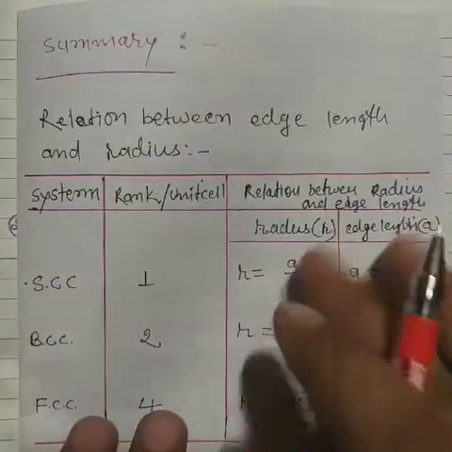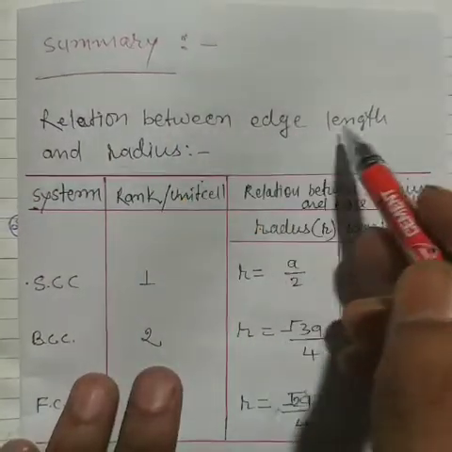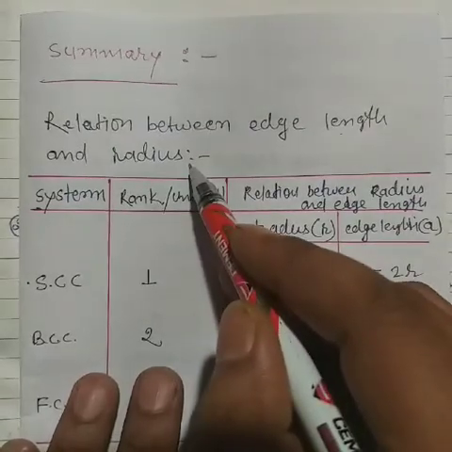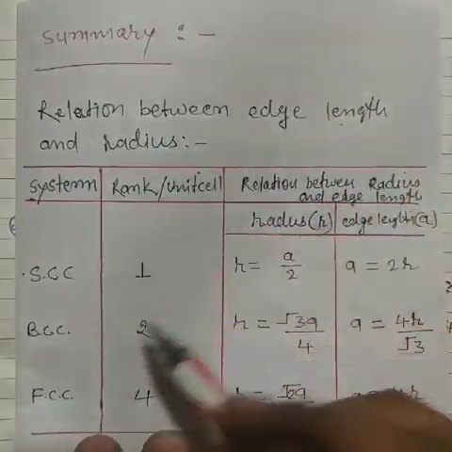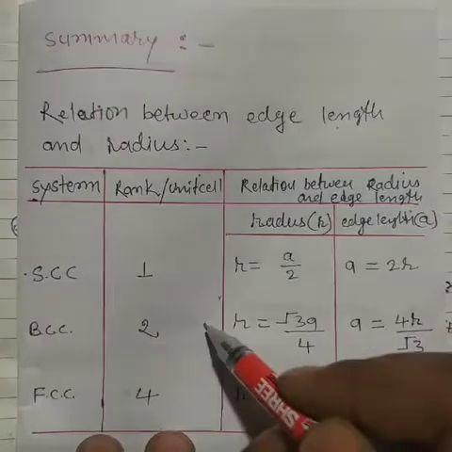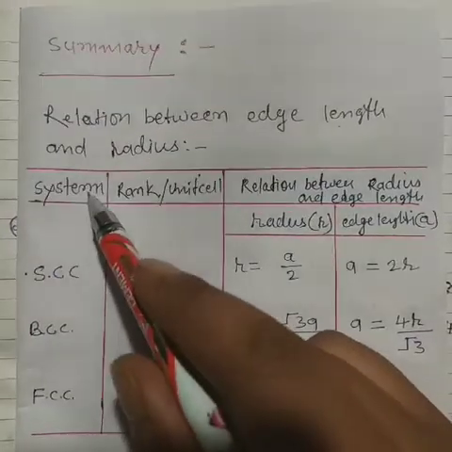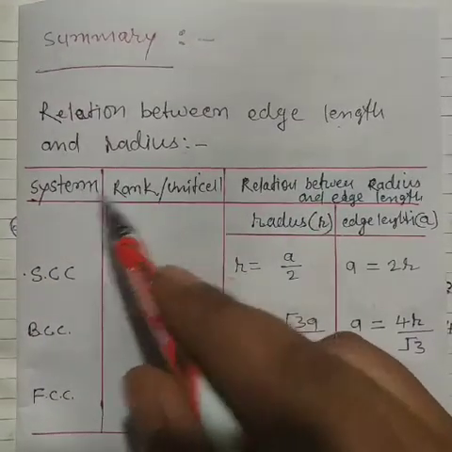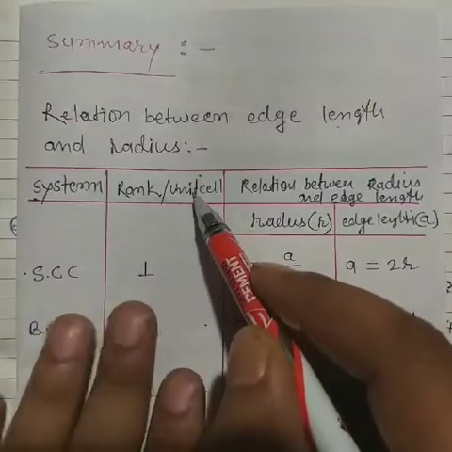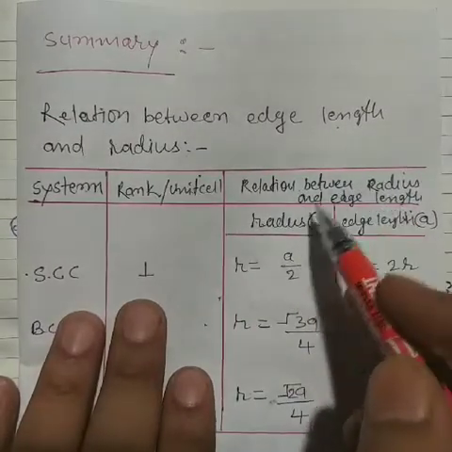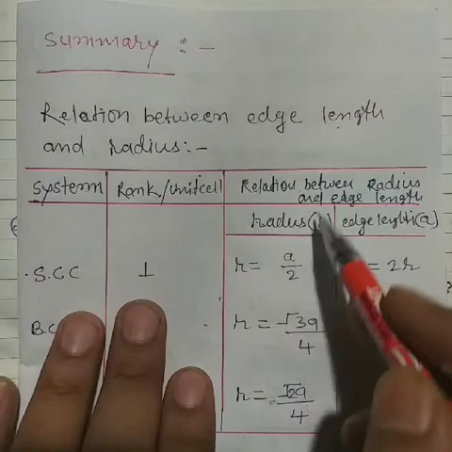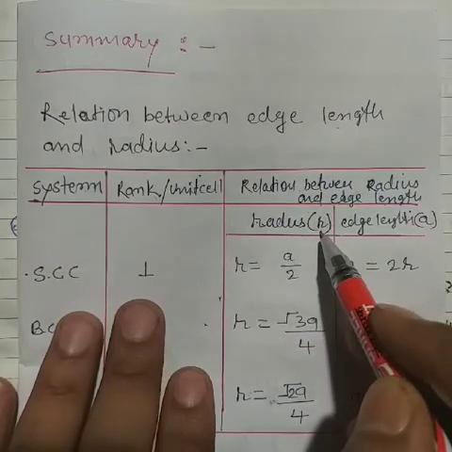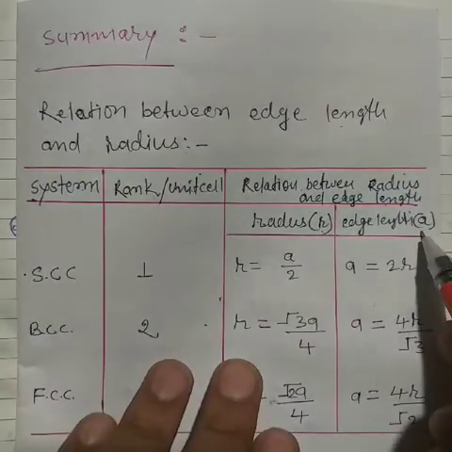Now see students, now summary of relations between edge length and radius of atom. Now this type of table we tabulated already. Now here it is system, second rank or unit cell, and third relations between radius and edge length. Now radius we represented as r and edge represented as a.